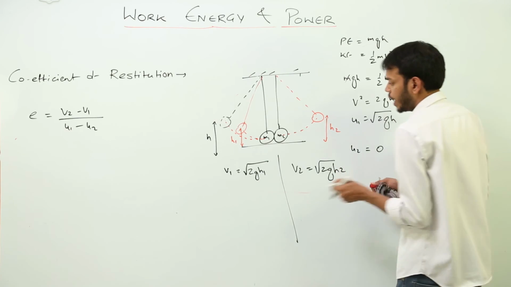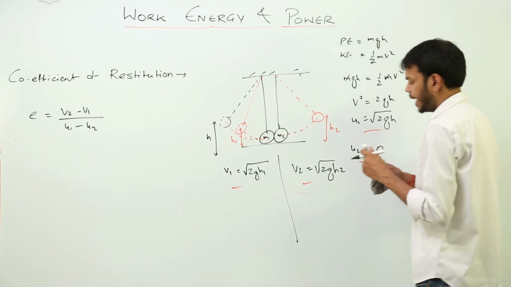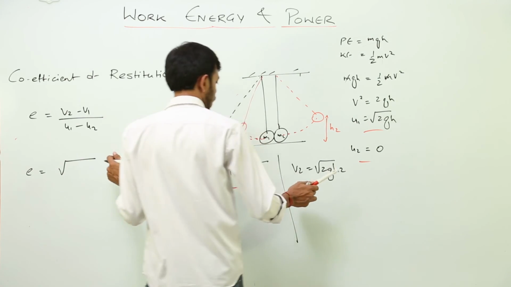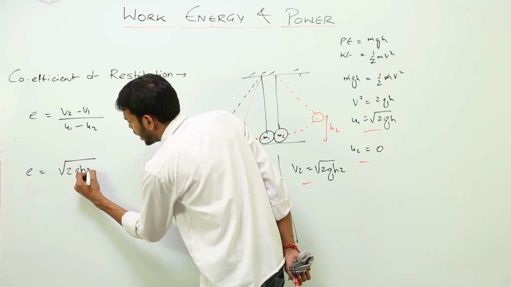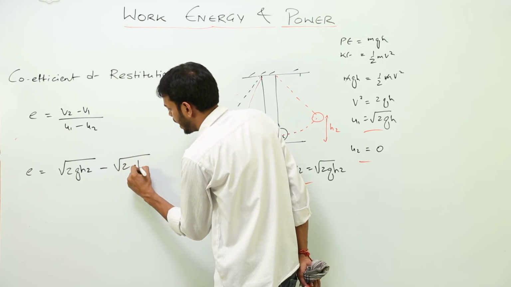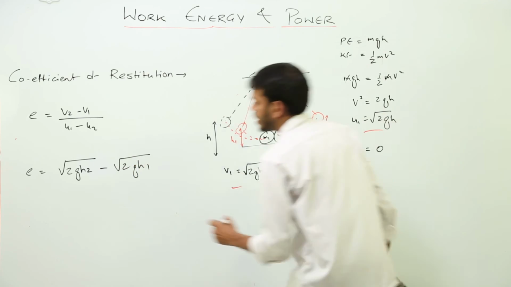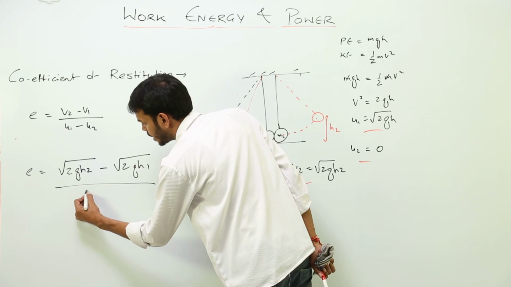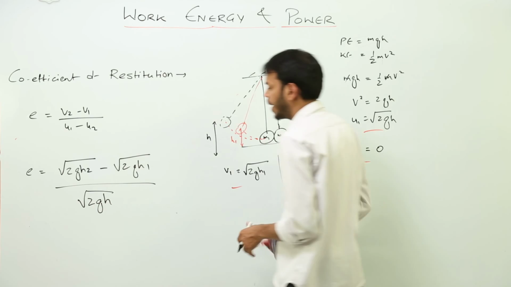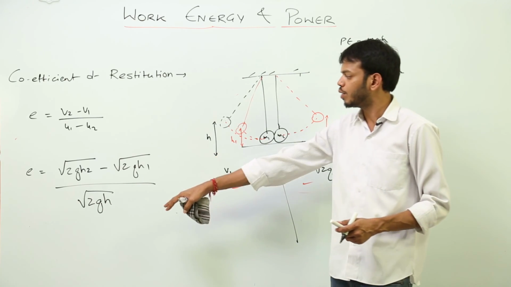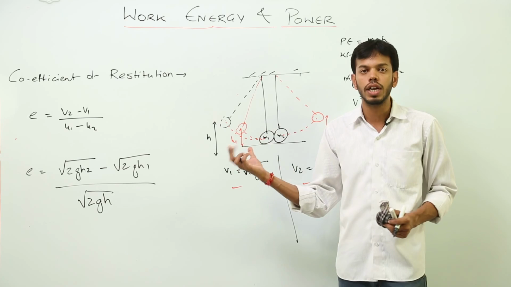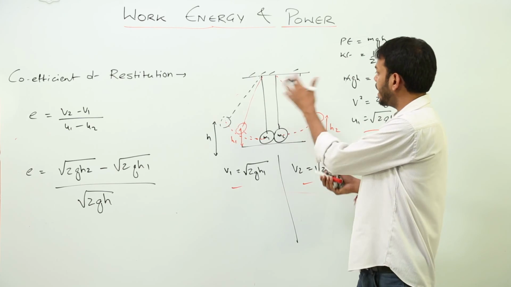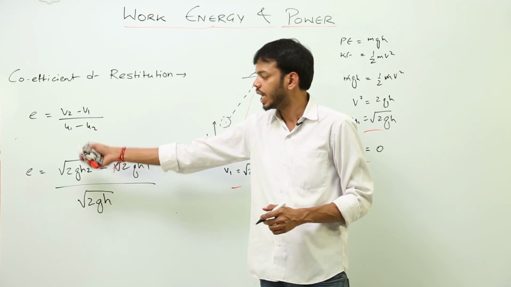Putting these four values in the formula, I'll get e is equal to, first of all, v2, which is under root 2g h2, minus root 2g h1, which is v1, upon root 2gh, that was the initial velocity of body m1, minus 0, so I'm not writing minus 0. So this is a way of calculating the value of the coefficient of restitution for any two bodies by performing these experiments, measuring the heights and then deriving the formula.